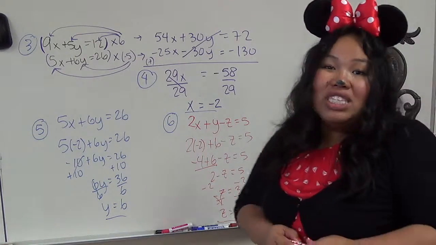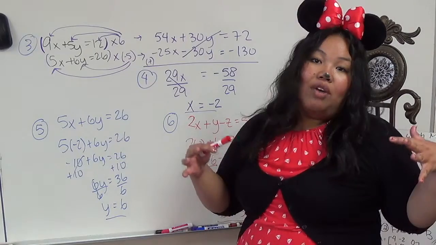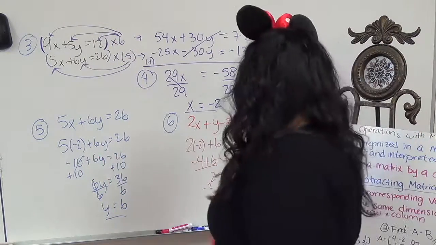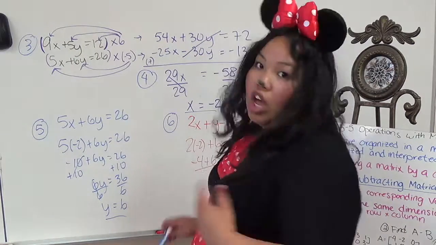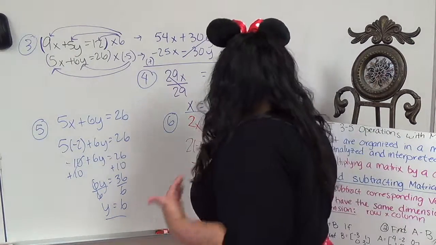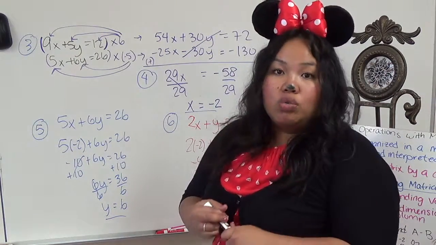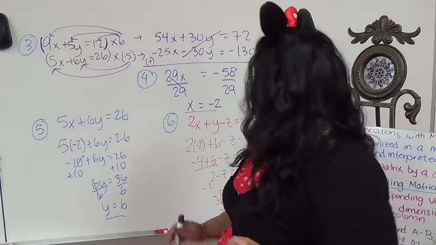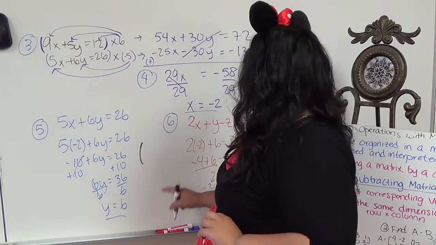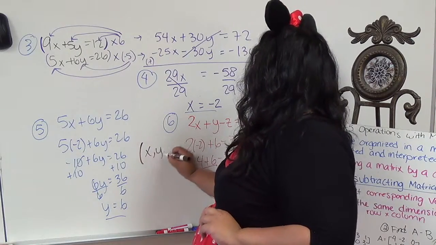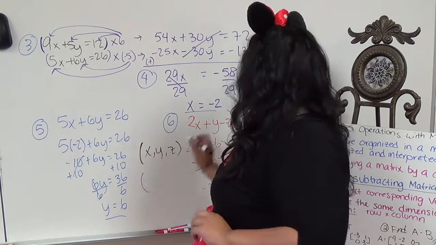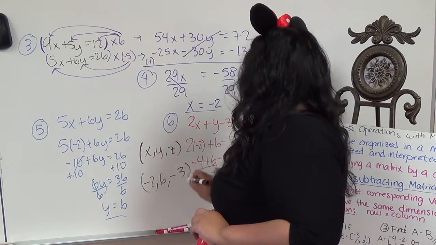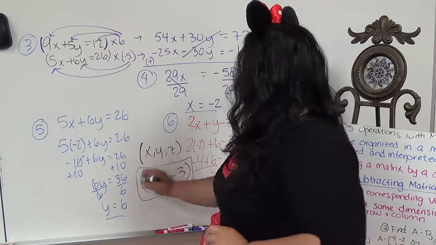A lot of work, but it's not anything that you haven't done before. It's just, you know, these problems are a lot longer. You won't be assigned a lot of them, so it's very, very important that you make sure you're not making any small math mistakes. So our ordered triple is x, y, z, which is -2, comma 6, comma -3. And this is our answer.